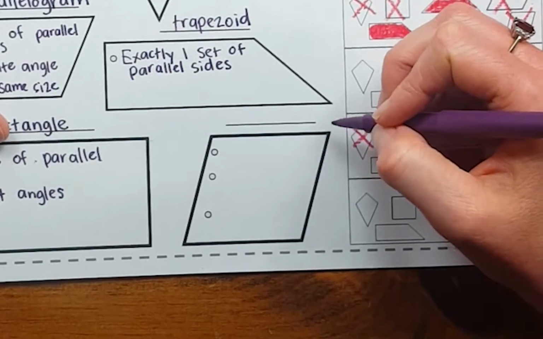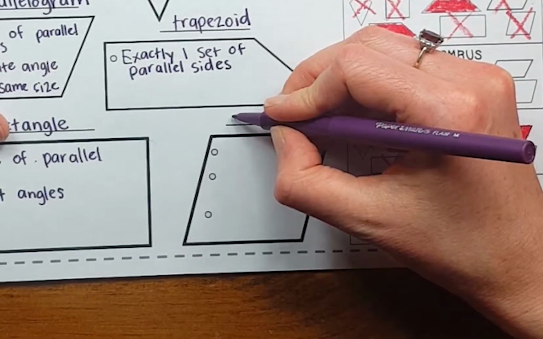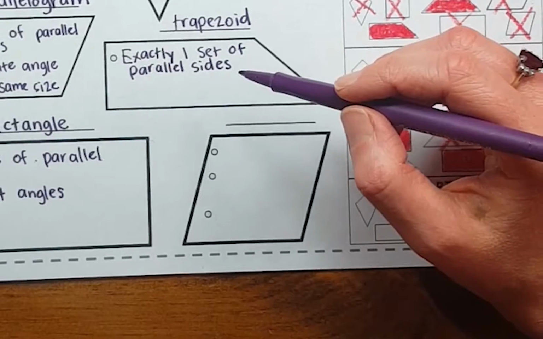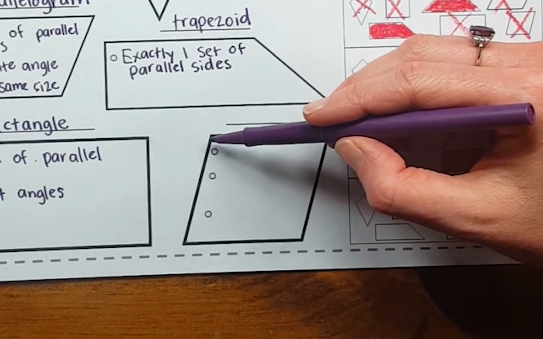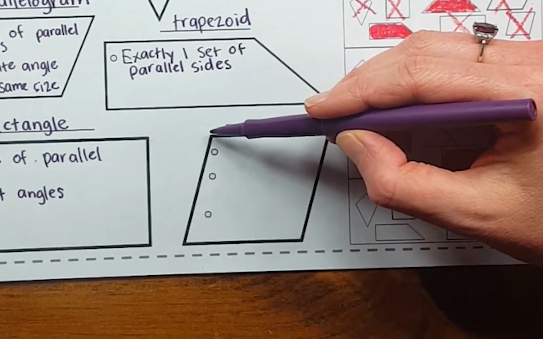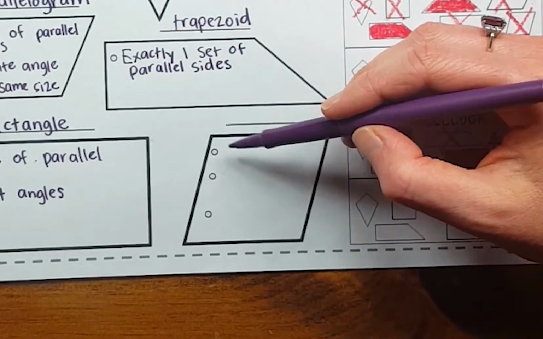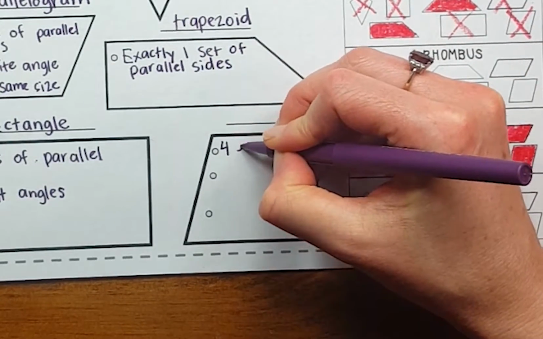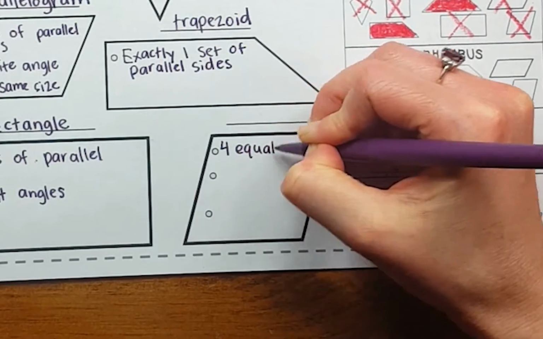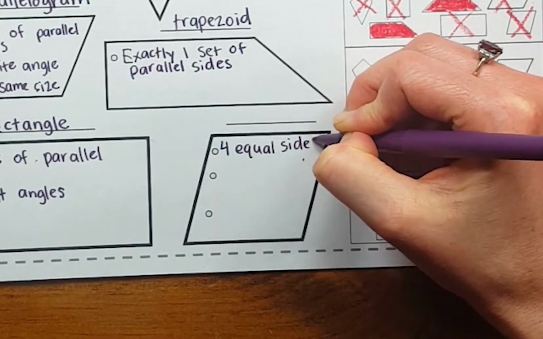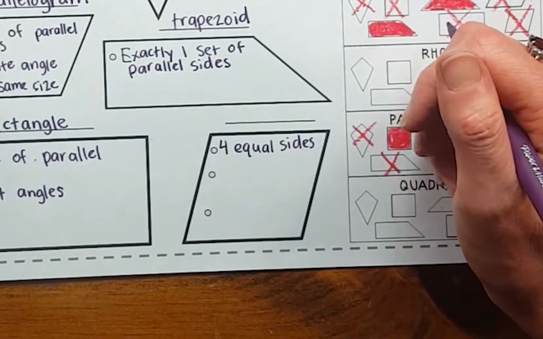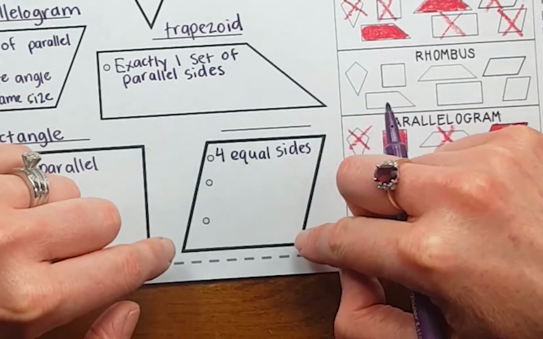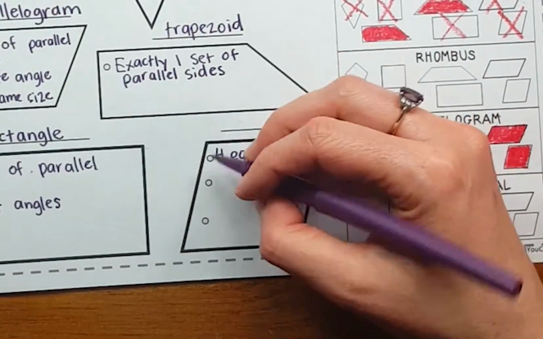Let's look at this shape. Let's look at its sides first. This shape has sides that are all the same length, I think. So I think the first thing we need to say is it has 4 equal sides, like the square. It has 4 equal sides just like the square. It also has 2 sets of parallel lines just like the square too.